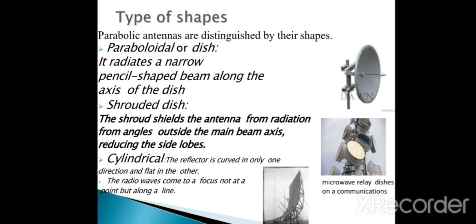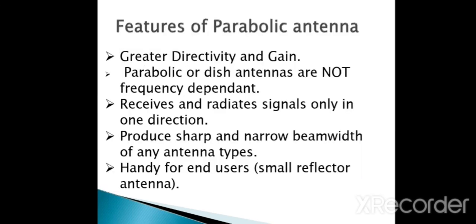Similarly, the cylindrical reflector is curved in only one direction and flat in the other direction. The radio waves come to a focus not at a point but along a line. This is the curved or cylindrical reflector antenna. Okay, so these are the types of antenna.